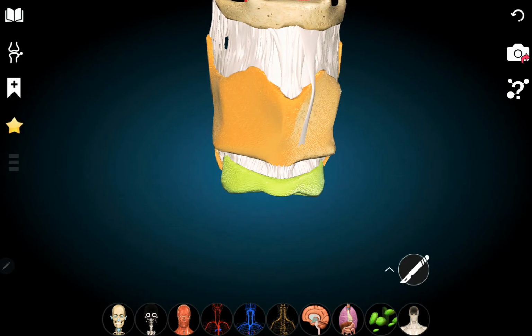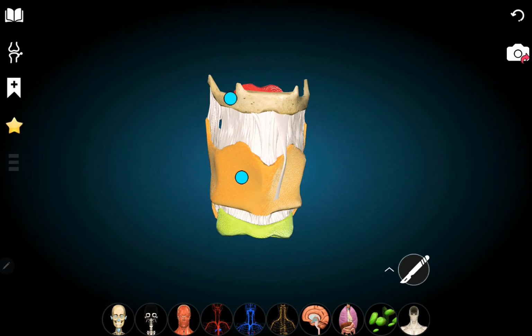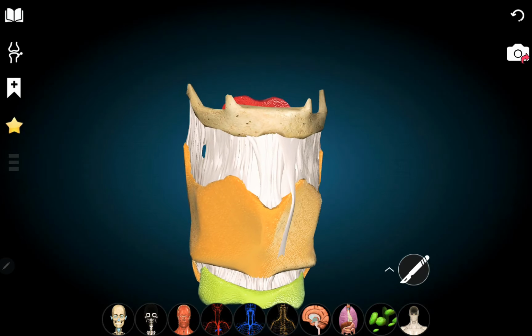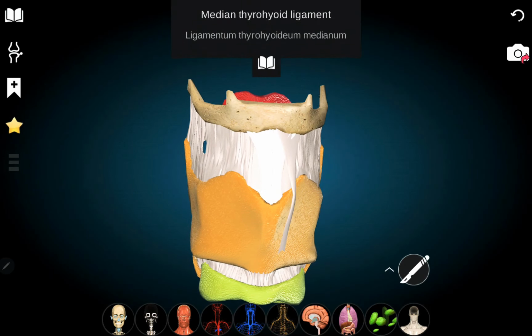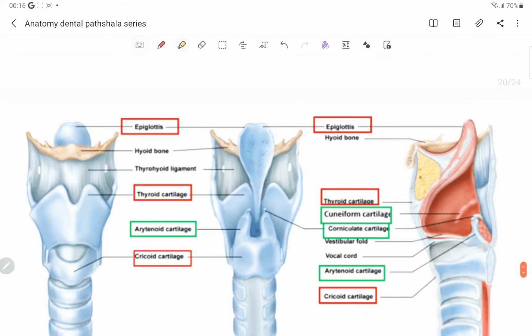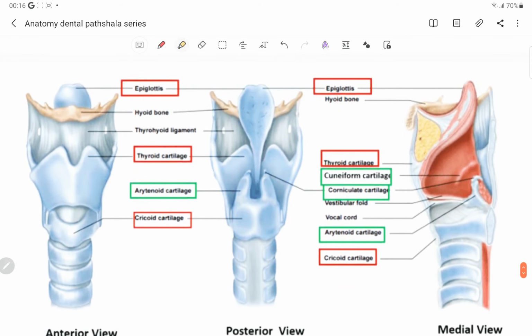So we can also see the thyroid cartilage. Above that, we have the hyoid bone, right? And in between, you have the thyrohyoid ligament, right? So guys, now that we have seen an animated three-dimensional structure, we can appreciate all the cartilages. This is the epiglottis, hyoid bone, then we have got the thyroid cartilage, and then below that we have got the cricoid cartilage, the anterior part.